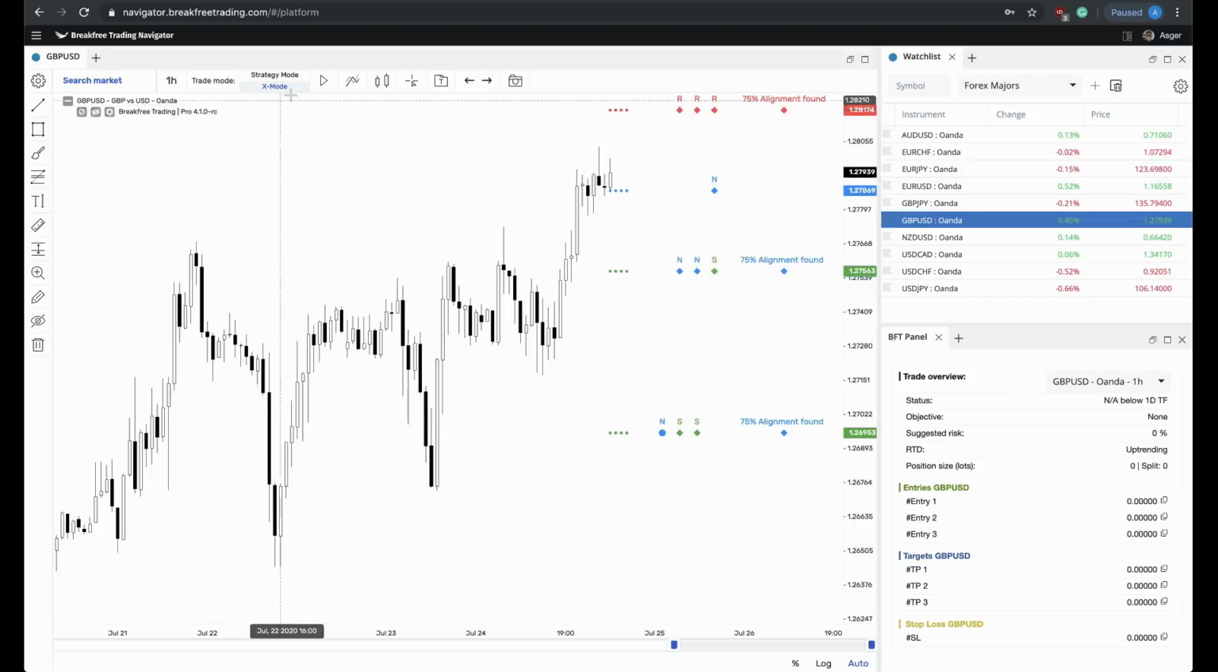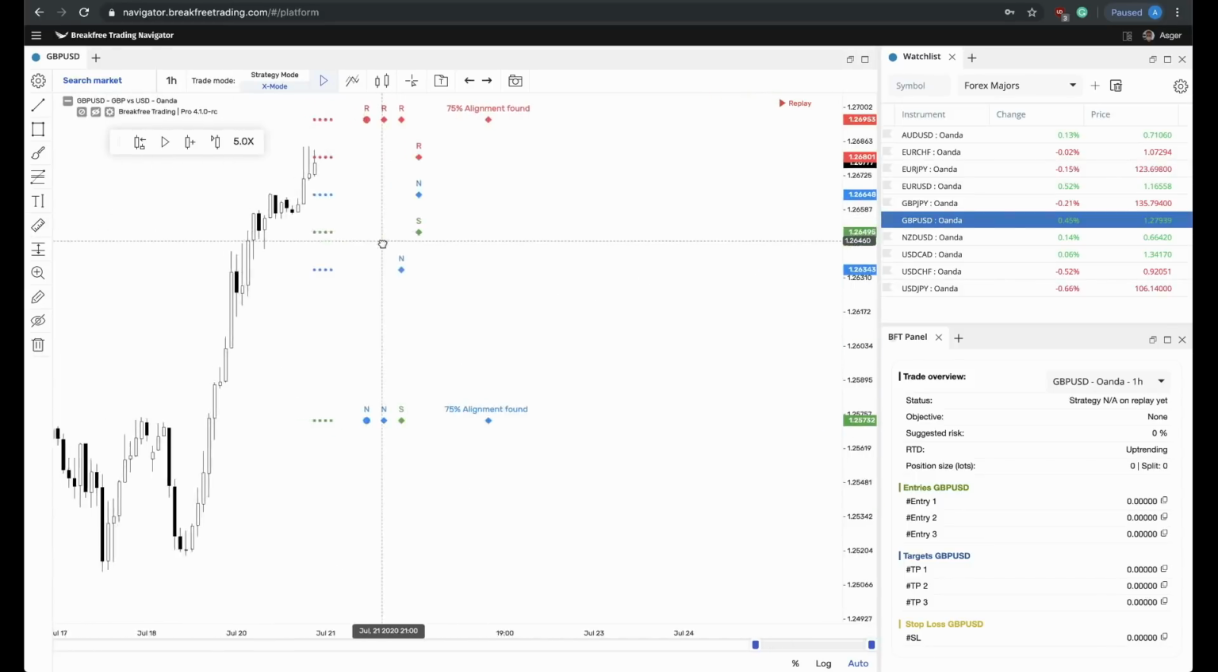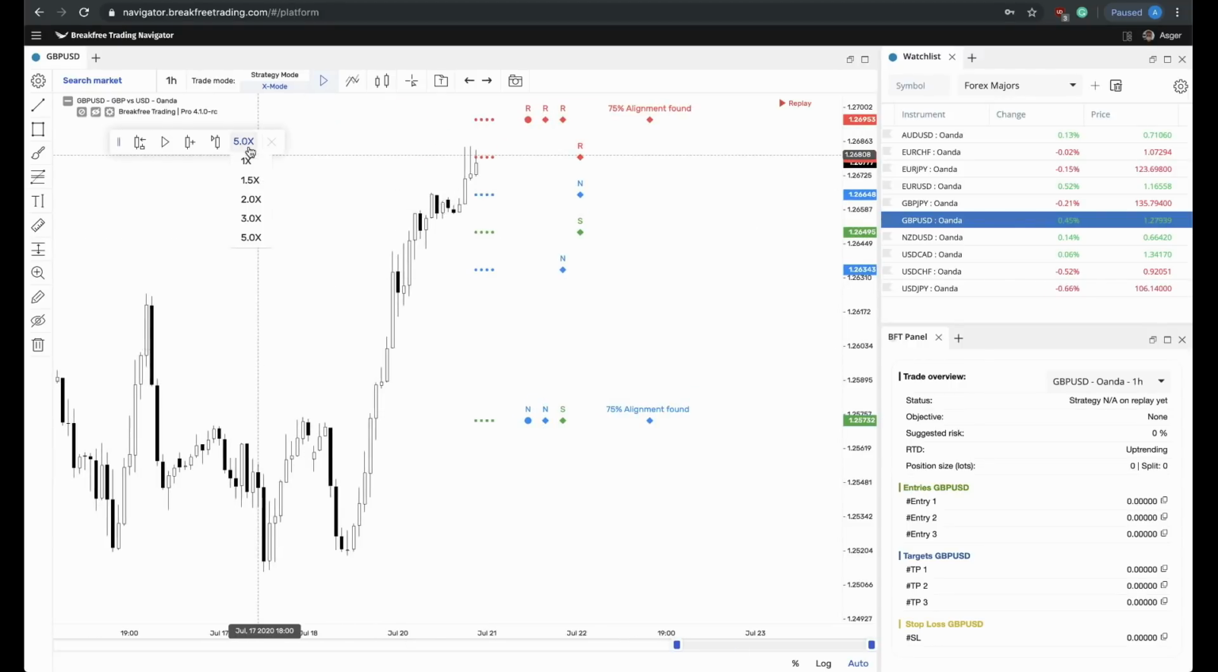Now, the first thing you need to know about bar replay is that you enable it by clicking on this play button. And then you get this panel, and what you need to do is click this jump to. And then you simply select somewhere in the market that you want to explore. And we're going to take it here. And here you have a speed setting. Right now it's on 5x. I'm going to put it a little bit down, and I'm going to click play.